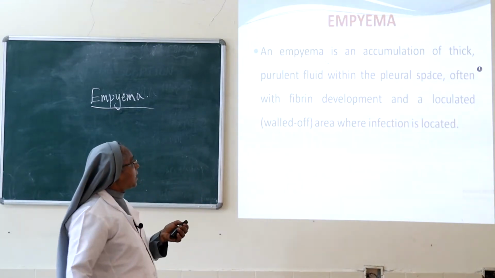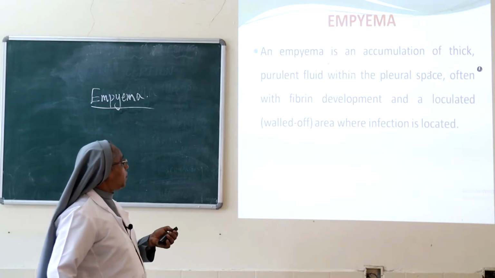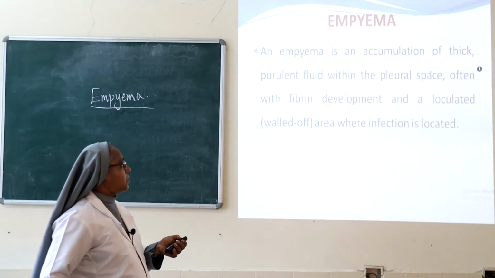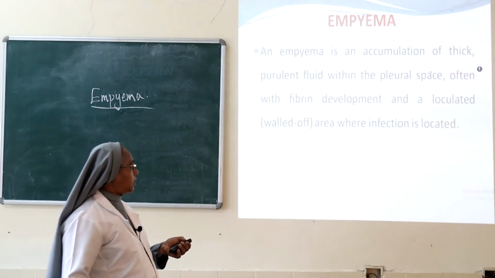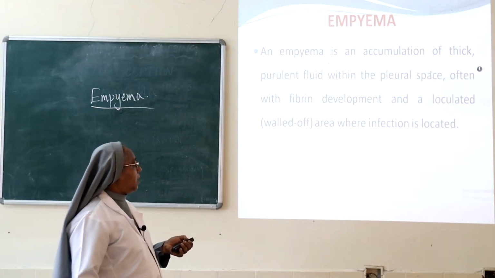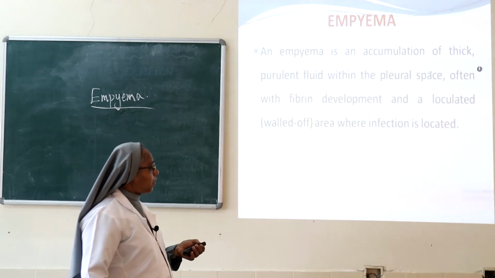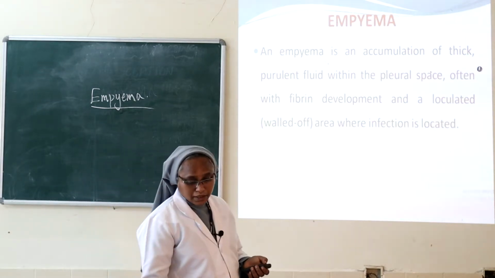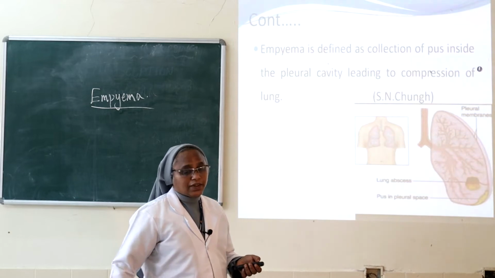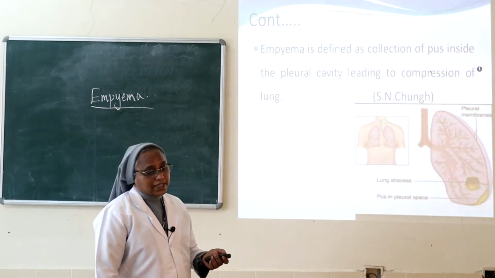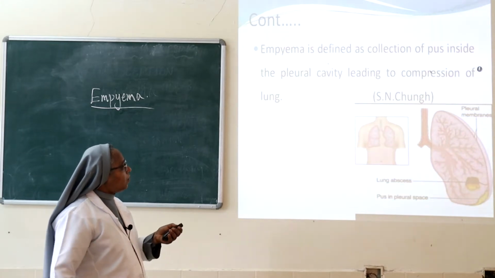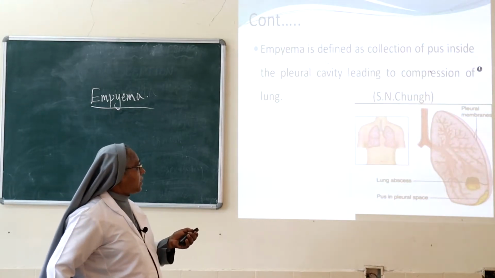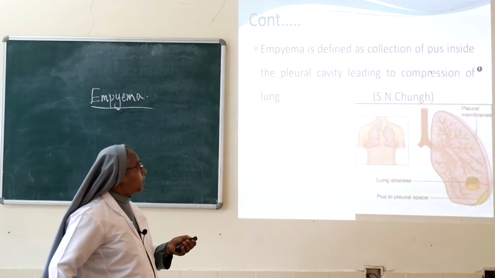An empyema is an accumulation of thick purulent fluid within the pleural space, often with fibrin development and loculated. Loculated means walled off, the area where infection is located. Coming to the next definition, as S.N. Chung says, empyema is defined as a collection of pus inside the pleural cavity leading to compression of the lung.